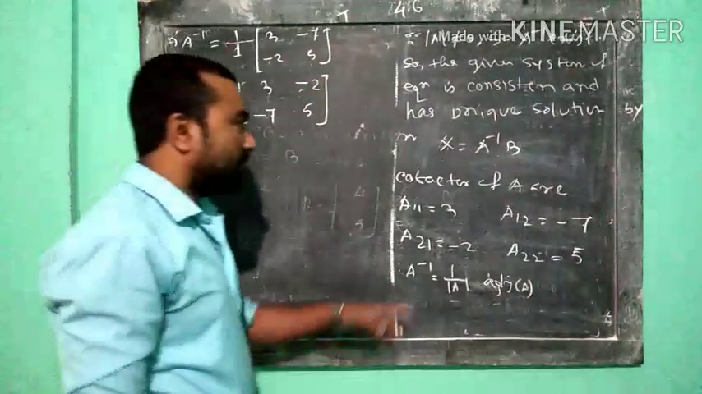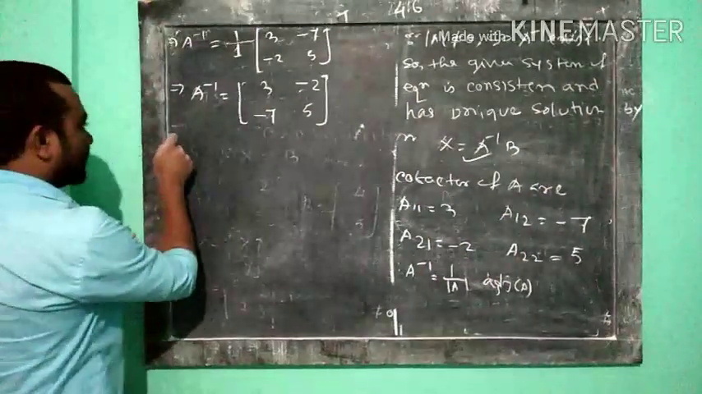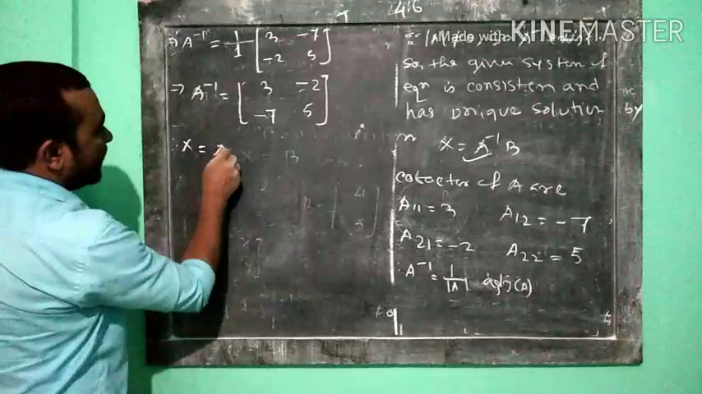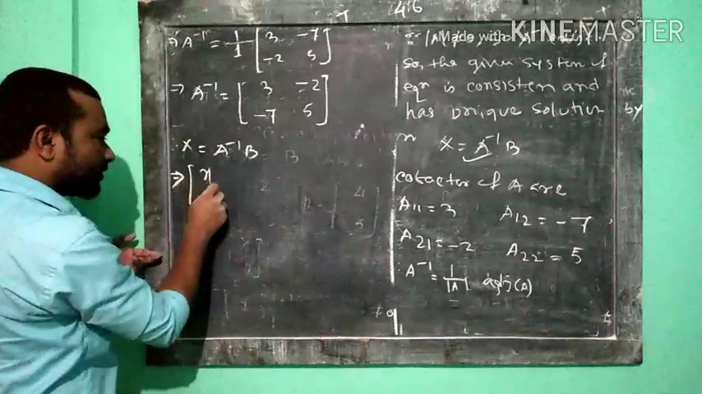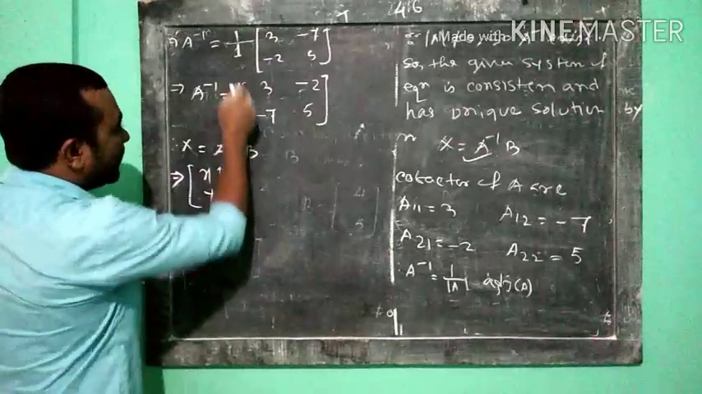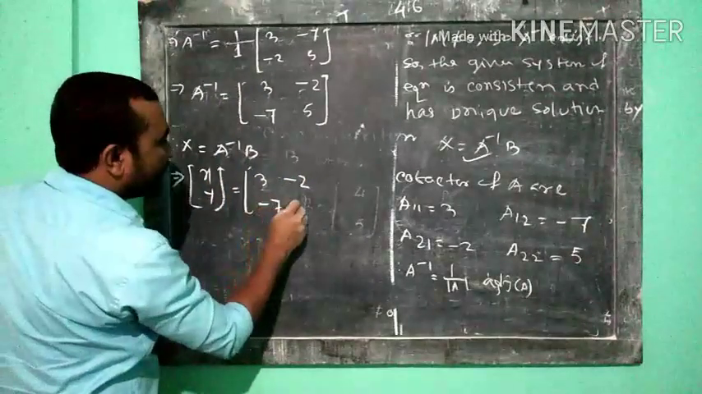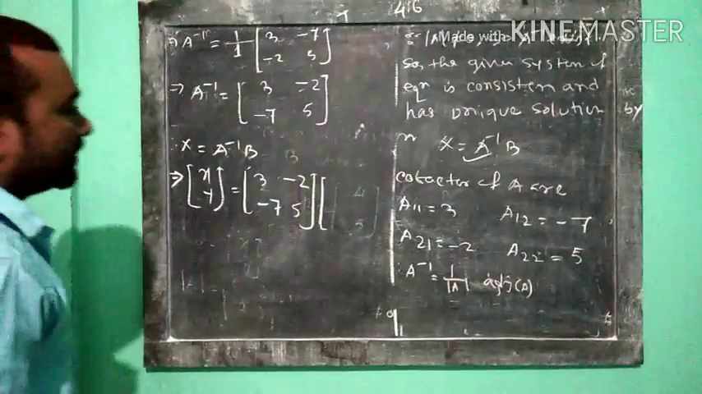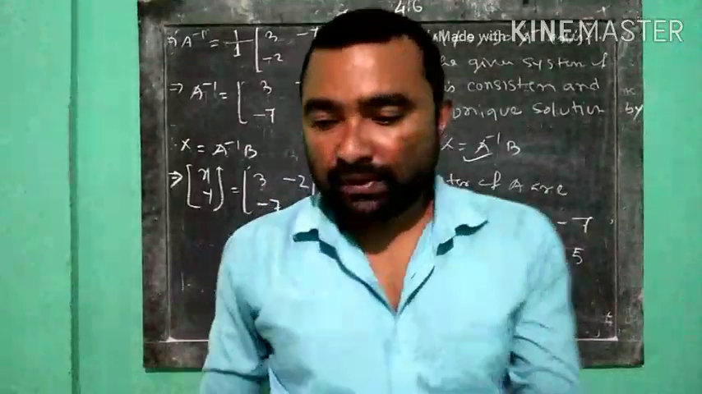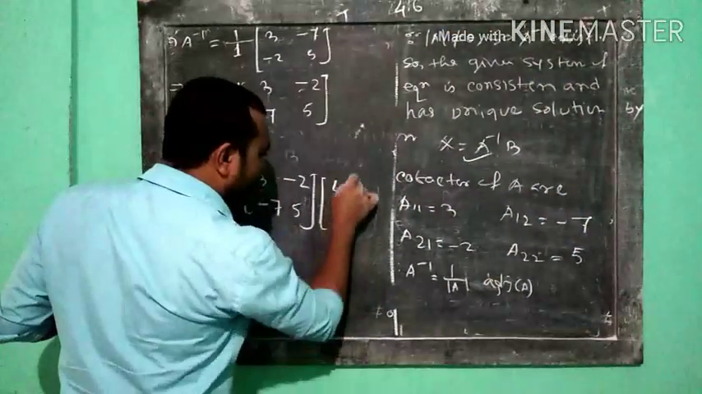Now we are going to find x equal to A inverse B. So right here, therefore x equal to A inverse of B. So x is equal to what? X equal to xy. This is equal to A inverse. A inverse is 3, minus 2, minus 7 and 5. And B is what? B is 4 and 5. Okay, B is 4 and 5.